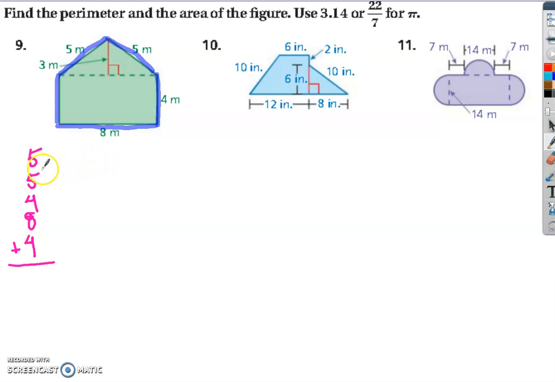All right, now you're just going to add up all the pieces. 5 and 5 is 10, 4 and 4 is 8, and then we got that extra 8. 8 and 8 is 16, and 10 plus 16 is 26 meters.